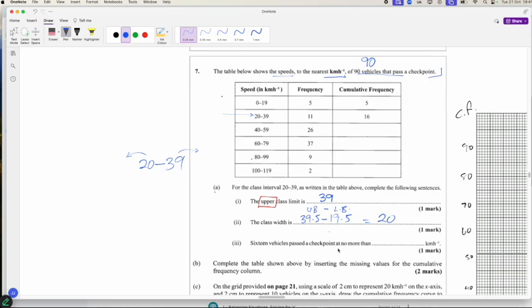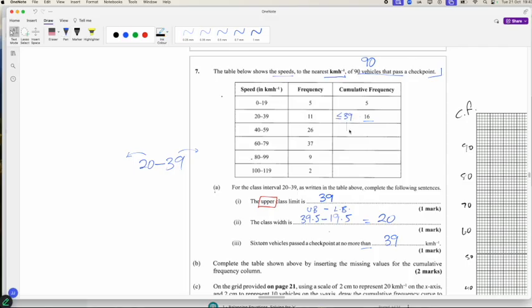16 vehicles passed the checkpoint at no more than 39 kilometers per hour. I'll really have to go and do some research to see if it's 39 or 39.5, but according to this cumulative frequency table, remember, 16 is the people who are less than or equal to 39.